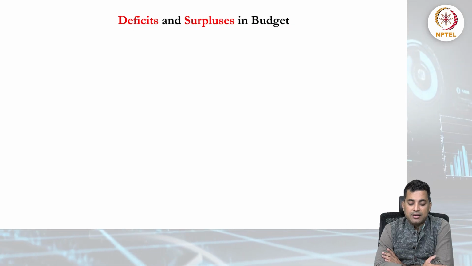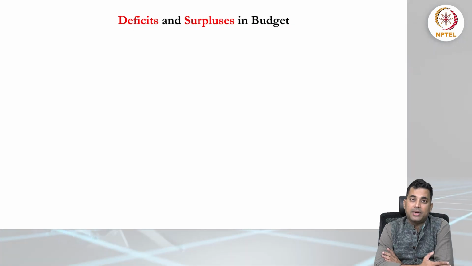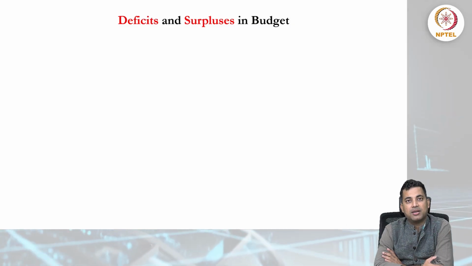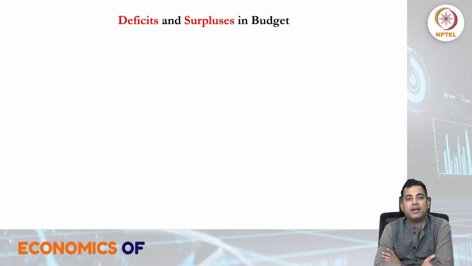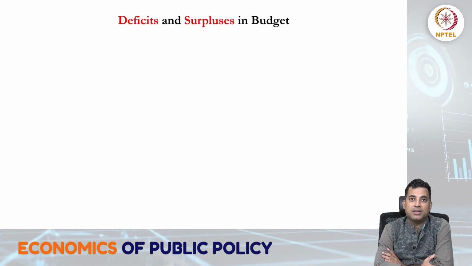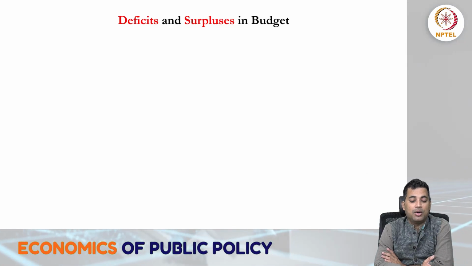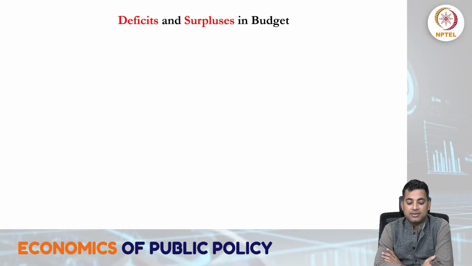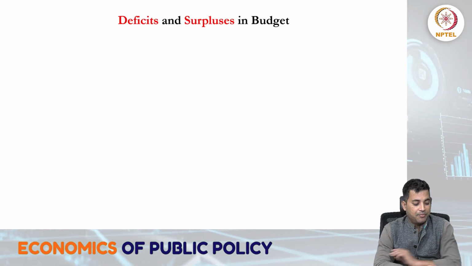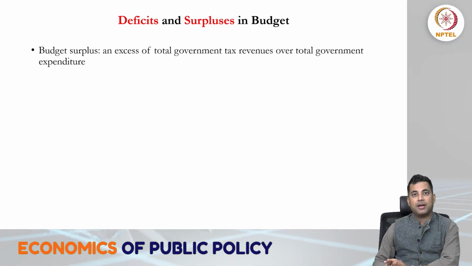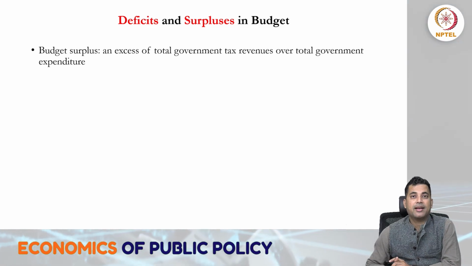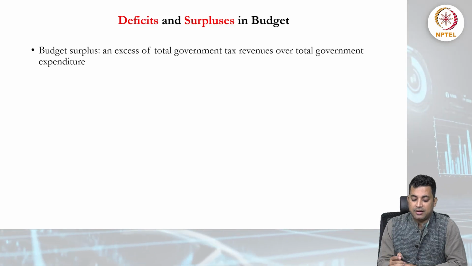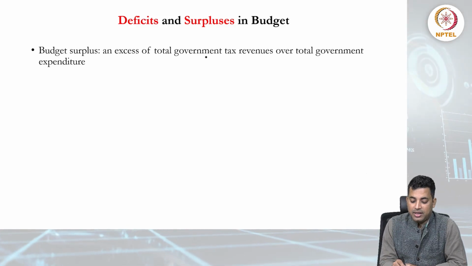So today let's begin our discussion by talking about deficits and surpluses in the budget, because these are everyday macroeconomic debates and language that we always hear as a student of economics: budget deficits and budget surplus. So what does that mean? In the case of a budget surplus, this is an excess of total government tax revenue collections, the total T that we already introduced.